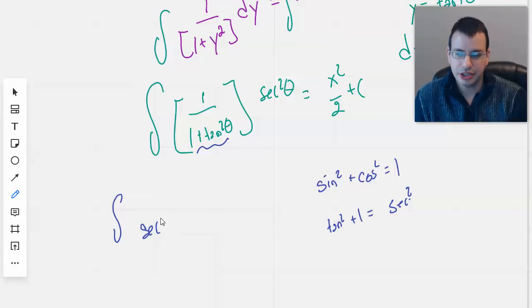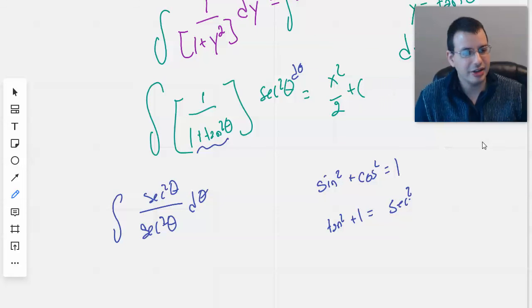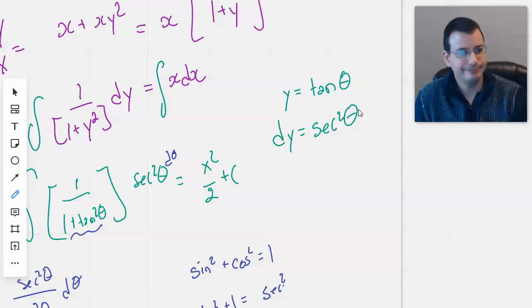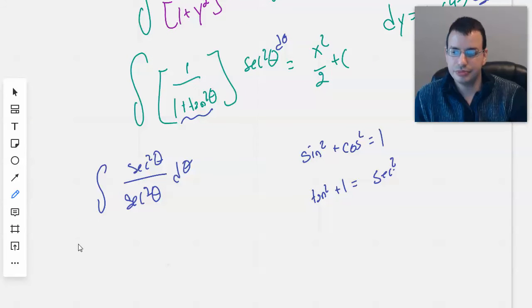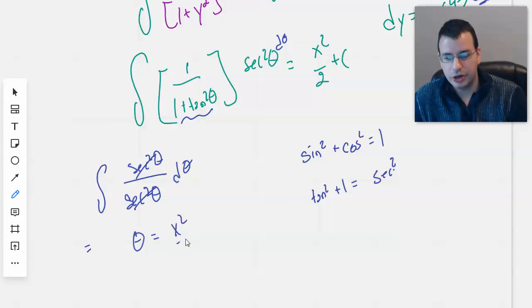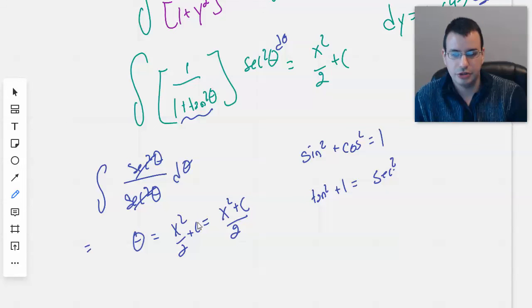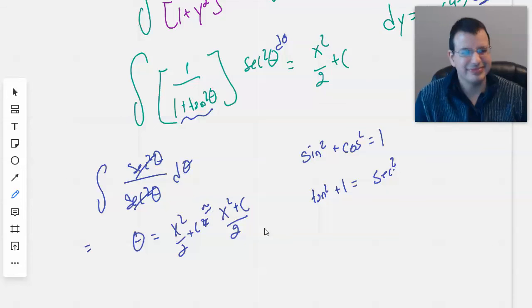Integral secant squared theta, that's a 2. Secant squared theta, d theta. There's a d theta in here. Did I forget the d theta? I did. That's a chain rule right there. Take the derivative of the outside times derivative of the inside, d theta. Cancel, cancel. Left with theta, which equals x squared over 2 plus c, which I'm going to say is x squared plus c over 2. Make a squiggly line, sort of, kind of.